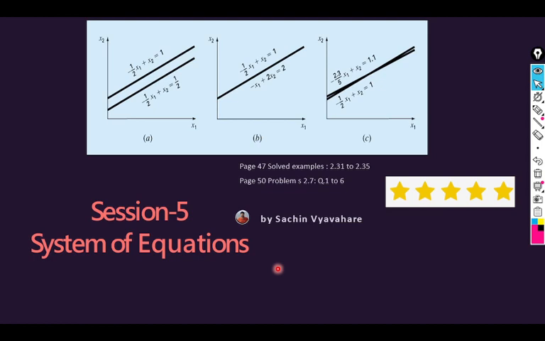Hello everyone. So this is session number 5, system of equations. In this session, you will learn how to solve a system of simultaneous equations by a matrix method.